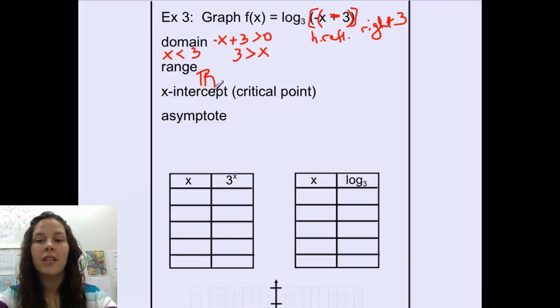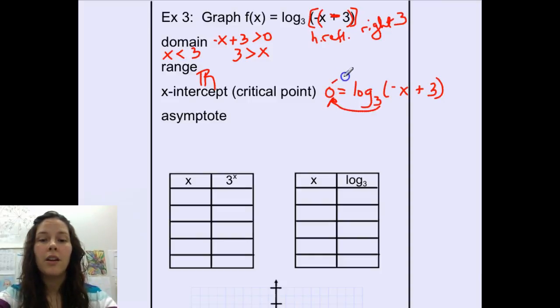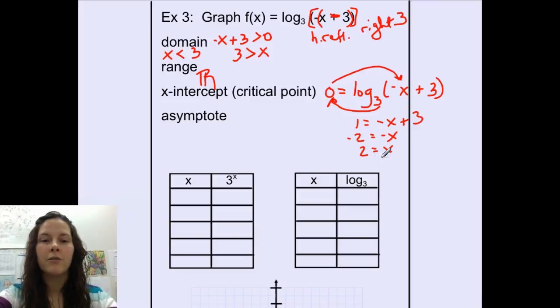X-intercept, setting the function equal to 0 and solving. So 0 equals log base 3 of negative x plus 3. You only need to factor that negative out when you're identifying the transformations. Here, I don't have anything on the outside to cancel, so I'm just going to start right away with my curly law. 3 to the 0 power, which is 1, equals negative x plus 3. Subtracting 3 from both sides and multiplying by a negative, we got an x-intercept of 2. So we solved and got 2 for x when our y value was 0.